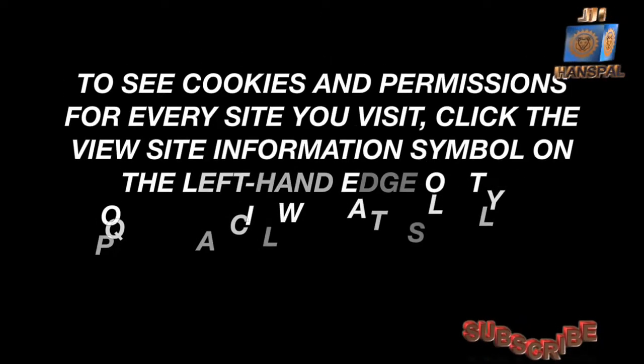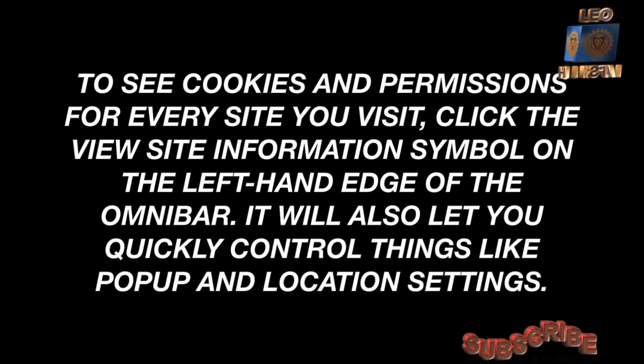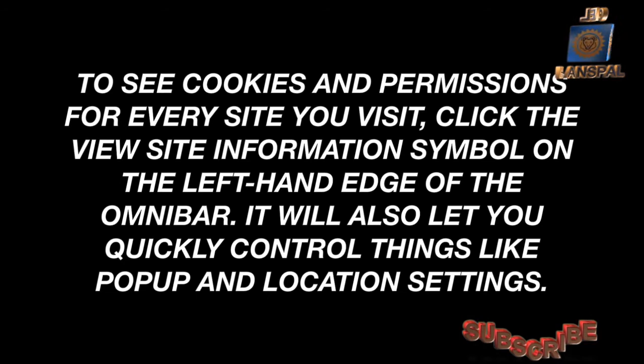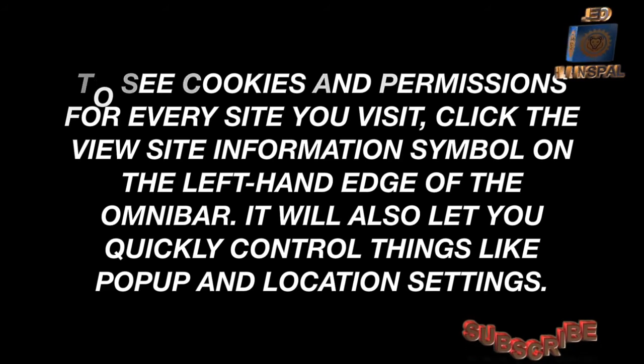Extra info. To see cookies and permissions for every site you visit, click the View Site Information symbol on the left-hand edge of the Omnibar. It will also let you quickly control things like pop-up and location settings.